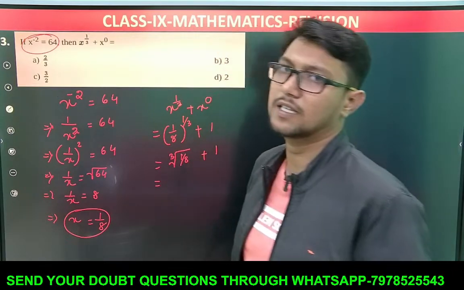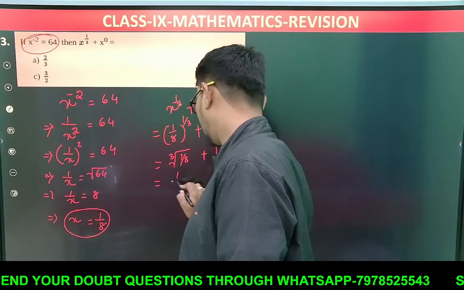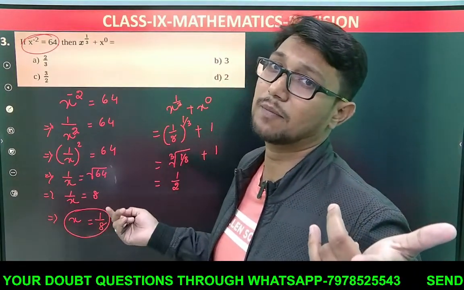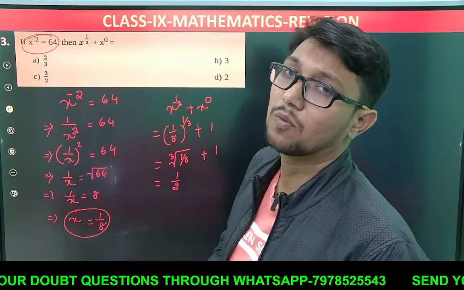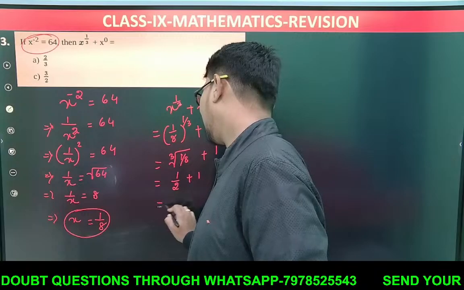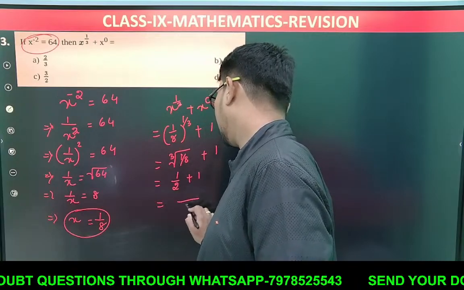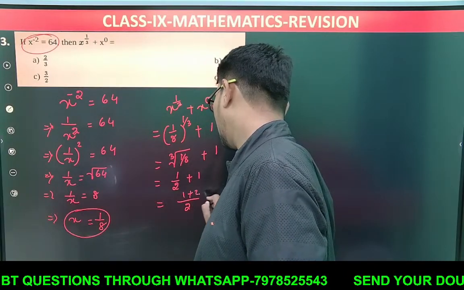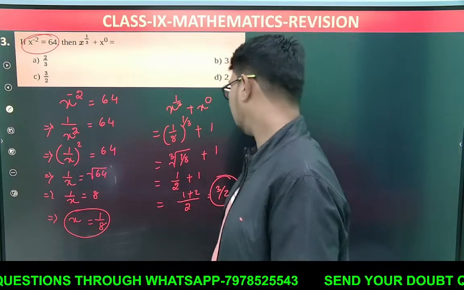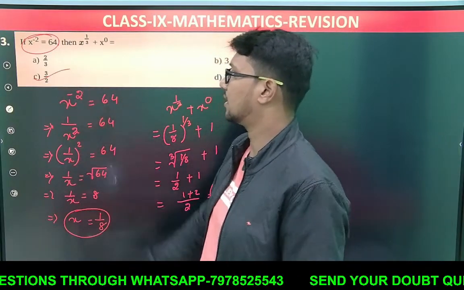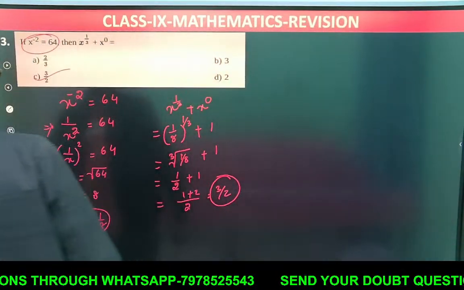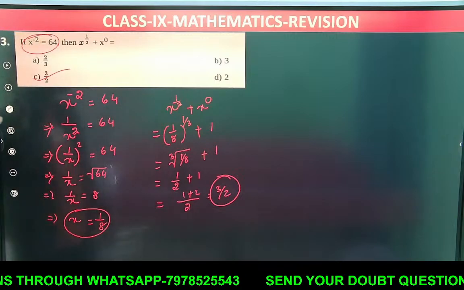Cube root of 1 by 8 is how much? That is 1 by 2, because we know when 1 by 2 is multiplied 3 times, we get 1 by 8. Hence, the cube root of 1 by 8 is 1 by 2, plus 1, which is how much? 3 by 2. This is the LCM, 1 plus 2, which is 3 by 2. So this is the final answer. The correct answer is option C. I hope this is clear to all. Hence, let us move to the next question.